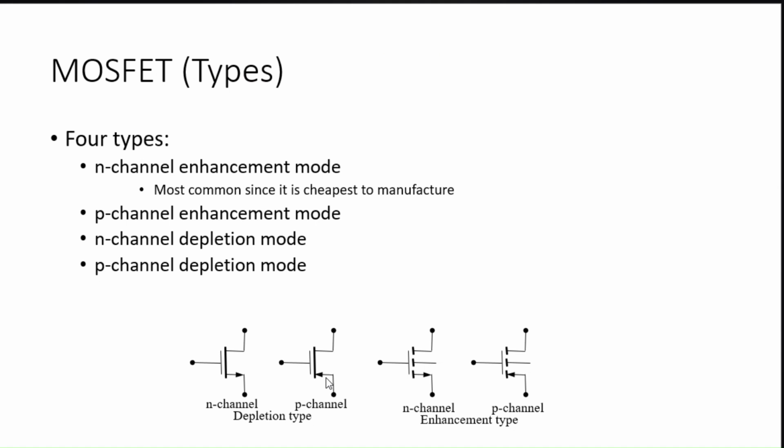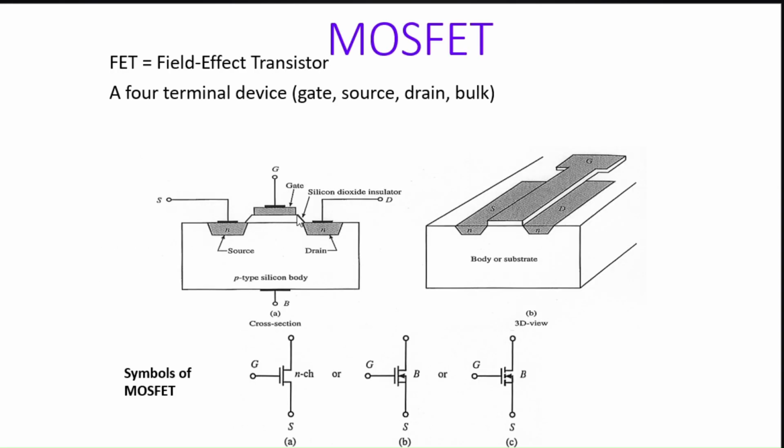Today, we are going to focus mainly on the MOSFET, since it is the most widely used transistor in modern display circuits. So, MOSFET stands for metal oxide semiconductor field effect transistor. And as you can see from the diagram here, it's a four-terminal device. Those four terminals are the gate, the source, the drain, and the bulk. The bulk is also called the body or the substrate.